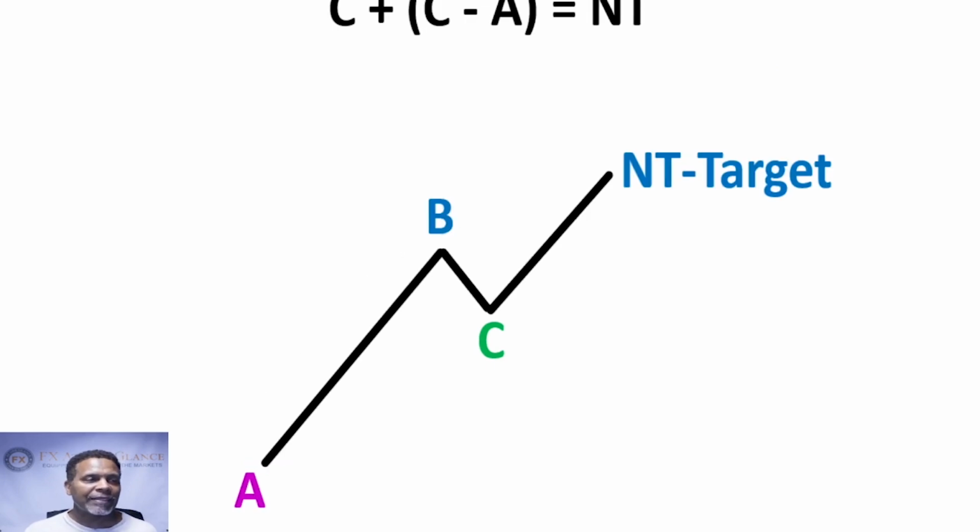And then finally, the last level is going to be the NT target, which is going to be A, B, C, and we're looking for D, which would be the NT target. How do you find that target? You take this C and you subtract A. So whatever from C to A, back down to A, let's say that's 75 pips from A up to C, or C down to A, 75 pips. Then you take that and add it to C. So if it's 75 pips this way, I'm going to add 75 pips to C again, and that'll give me this NT target.